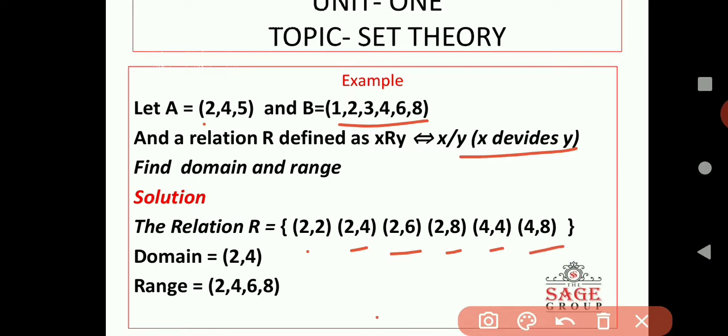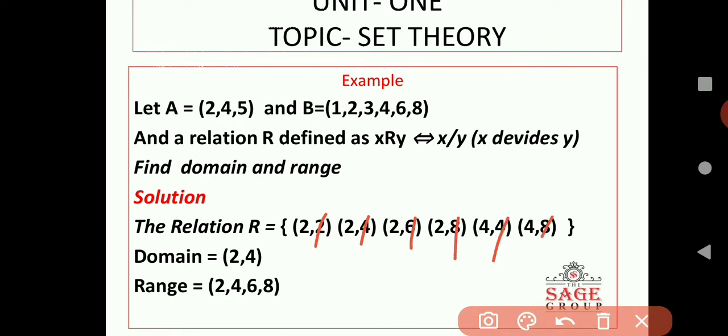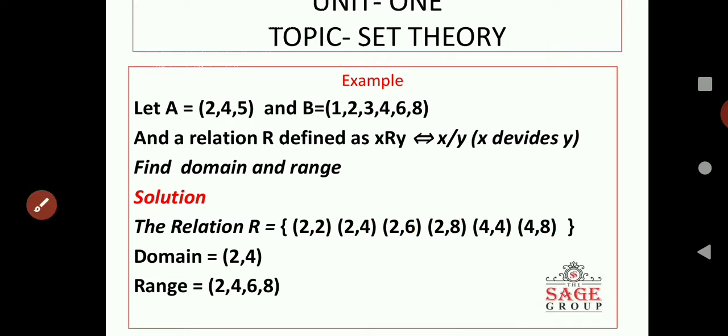The domain means the first component of all the ordered pairs, that is 2 and 4. So the domain is {2, 4}, and the range is the second component: 2, 4, 6, 8, where 4 and 8 are repeated values. So the range is {2, 4, 6, 8}.